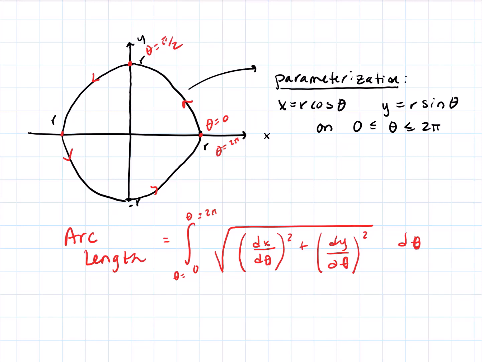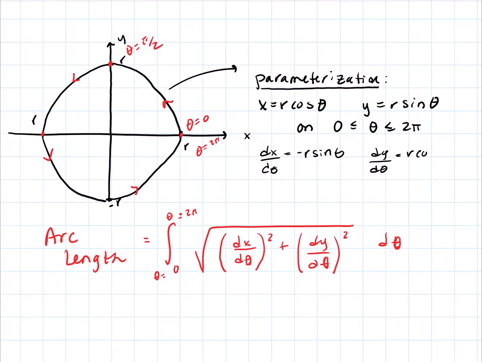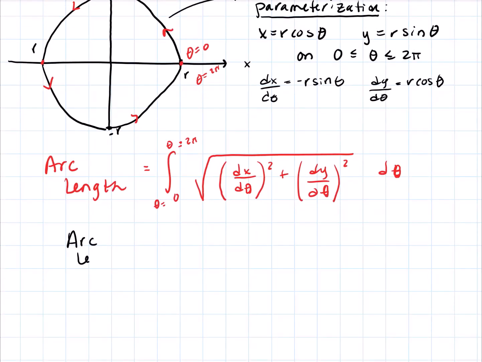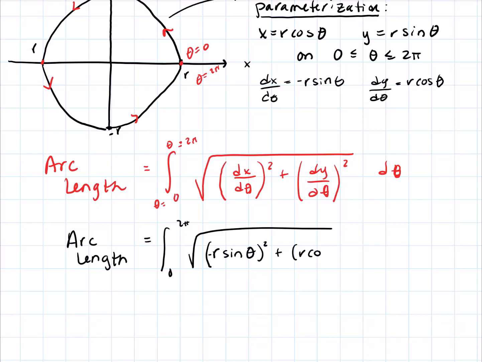Okay, so all we have to do now is actually find those derivatives. So dx d theta, take the derivative here, that's going to be negative r sine of theta. Take the derivative of y, dy d theta is going to be r cosine of theta. Plug those into the formula here, and my arc length is going to be the integral from 0 to 2 pi of the square root of negative r sine of theta squared plus r cosine of theta quantity squared with respect to theta.